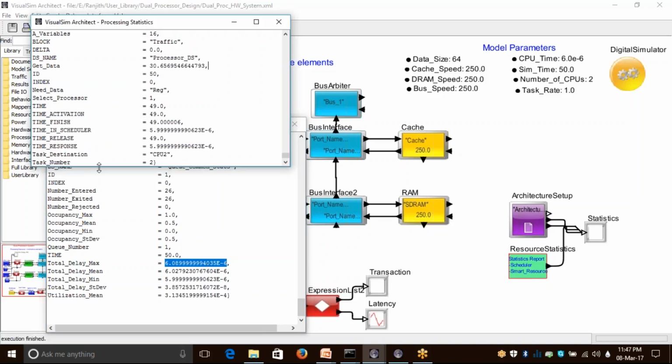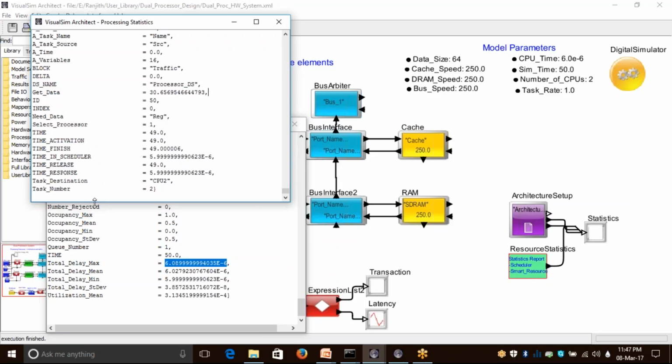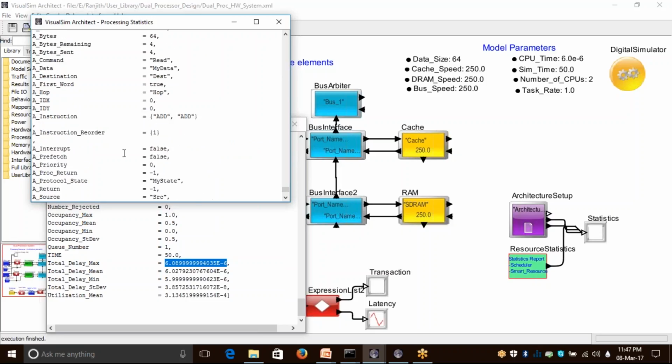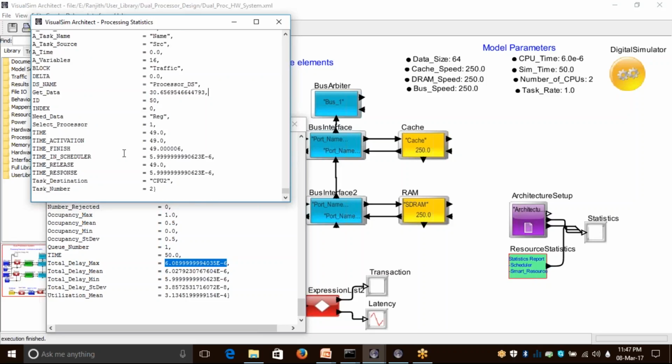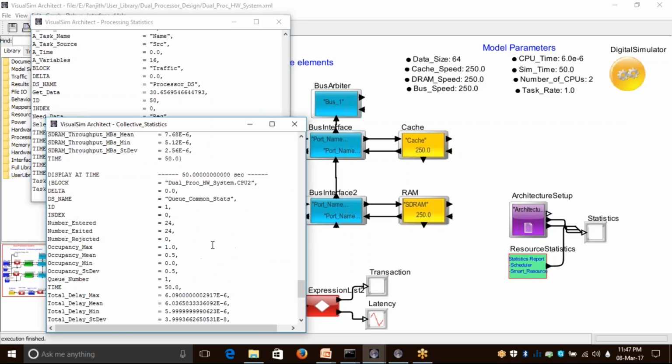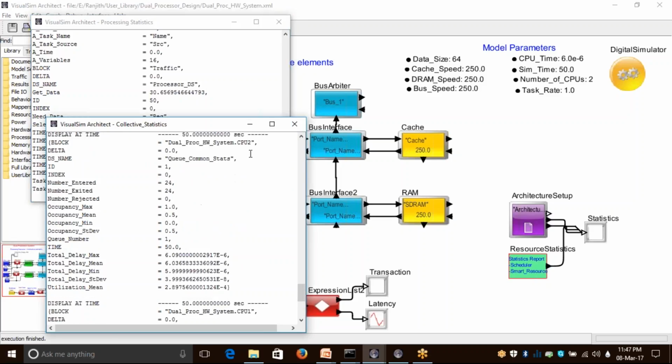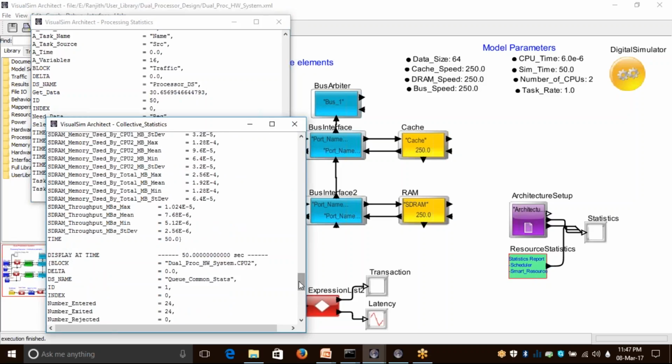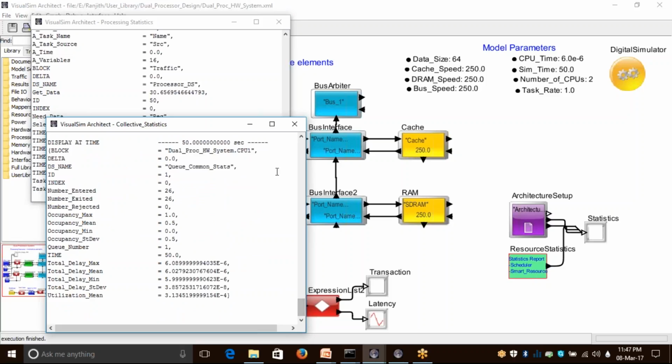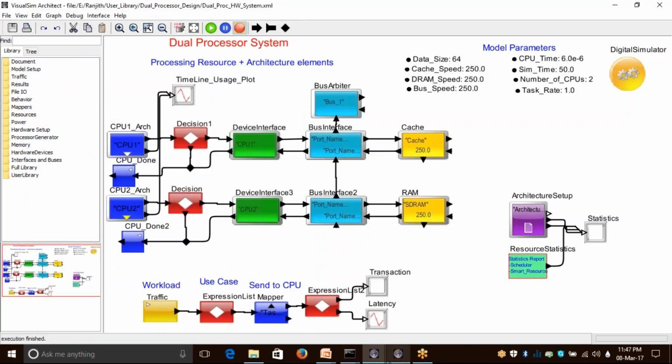Also, if I look at the other details, such as what is the utilization of my other processor and things like that, these actually provide me a kind of idea about which processor is being used most and which one is used less. So that gives you an understanding about how to distribute my tasks between those resources.